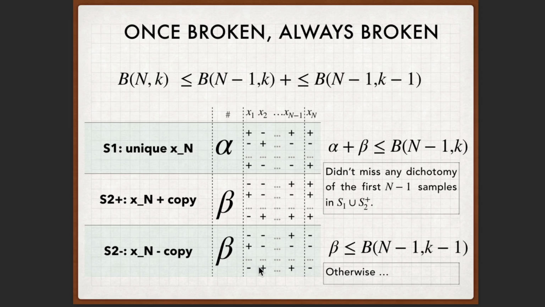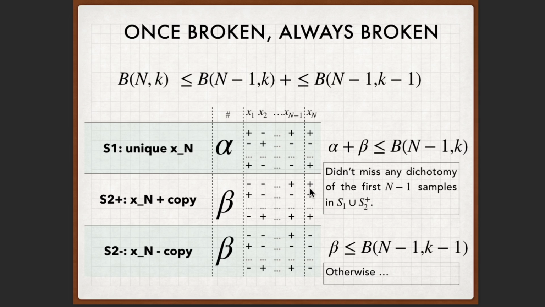We consider the realization of dichotomies on the first n-1 points, these columns. There are two possibilities for the dichotomies on the n-1 data points. The dichotomy can be a singular one, which means you have only one copy of such a dichotomy on the first n-1 points, and for the last data point, the classification can be either positive or negative. On the other hand, the first n-1 dichotomy can be duplicated. It's not singular, it's duplicated. There are two exactly the same dichotomies on the n-1 points.